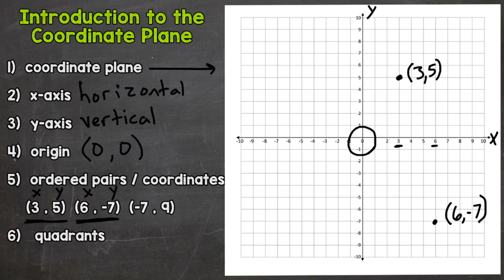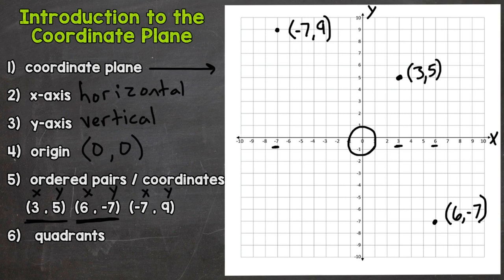And then lastly, we have negative 7, 9. So again, x always comes first, followed by y. Now this time we're going to go left of 0 because that's a negative 7. So negative 7's over here. And then our y is positive, a positive 9. So we're going to go up. Plot our point. And I'll label negative 7, 9. So again, always side to side and then up or down.